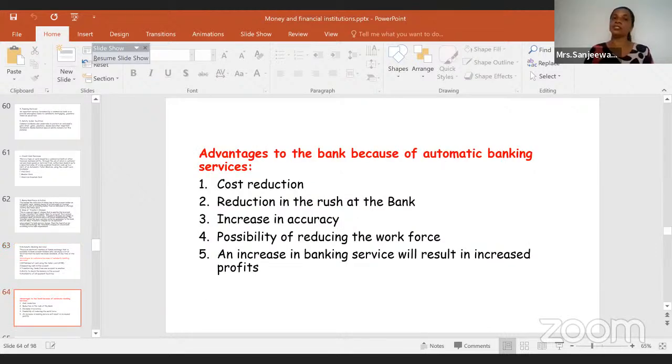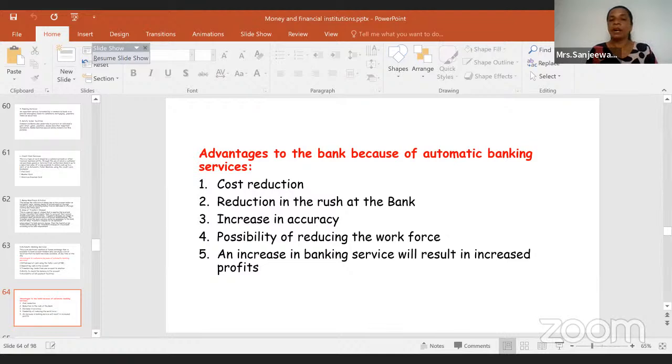Then advantages to the bankers because of automatic banking service: cost reduction, so they don't have to print forms, withdrawal forms or whatever stationery. Reduction in the rush at the bank. Increase in accuracy, because when it comes to filling forms you make mistakes, so you can reduce those errors. Then an increase in banking service will result in increased profit. Now most people use these automatic banking services, so you can increase the profit also.